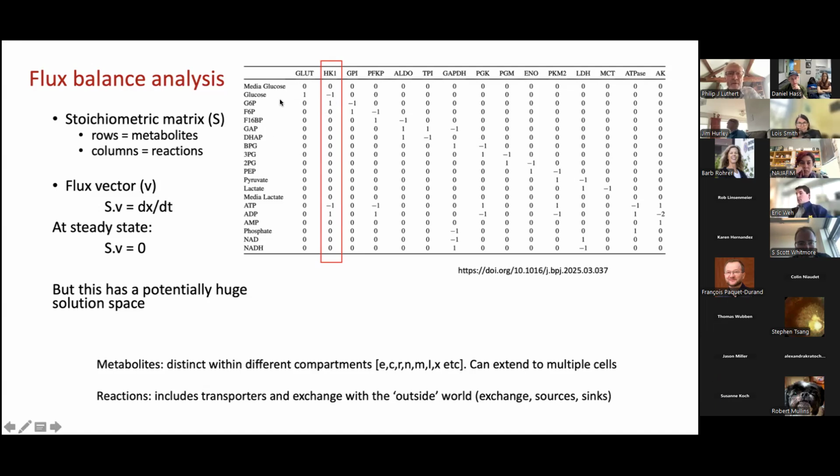sorry, no, I've got this muddled up. So the rate of glucose will be increased by the flux through the glucose transporter, and it will be reduced by the rate of flux through hexokinase.